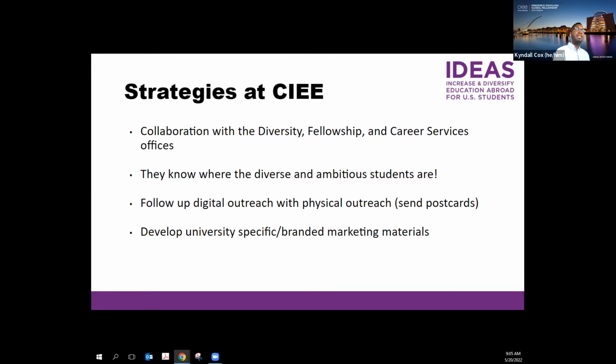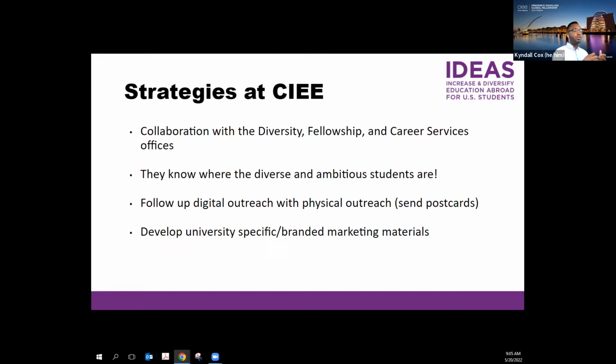So not only are they getting email blasts from us, but they're also getting things surprising in the mail to remind them about the fellowship. Sometimes I know we try to lean away from paper and try to be more sustainable, but sometimes where we can, we like to do that to continue to engage with our partners.